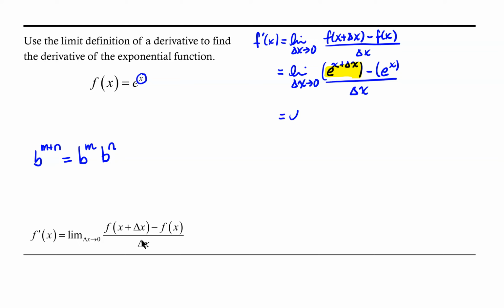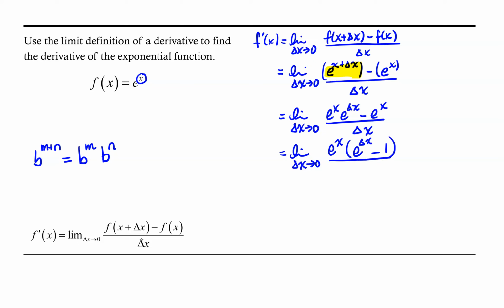So this is going to be the limit as delta x goes to 0 of e to the x times e to the delta x minus e to the x over delta x. At this point, we can see in our numerator that there is a common factor of e to the x. So we can write the limit as delta x goes to 0 of e to the x times e to the delta x minus 1 all over delta x.